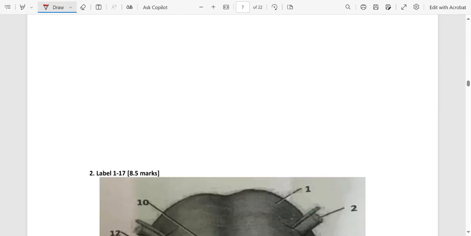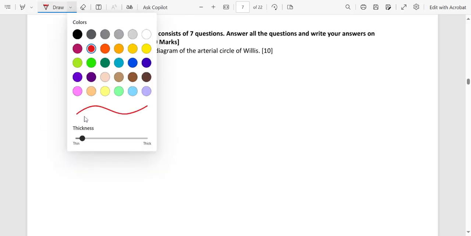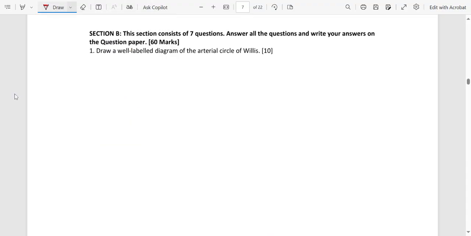All right. So section B, draw a well-labeled diagram of the arterial circle of Willis. Now, you can't go into a test in neuroscience if you don't know this. They'll either give you a diagram or they'll ask you to draw. I think last year, test one, it was drawing. In the exam, they brought a diagram. In SAP, they asked them again to draw, I think.